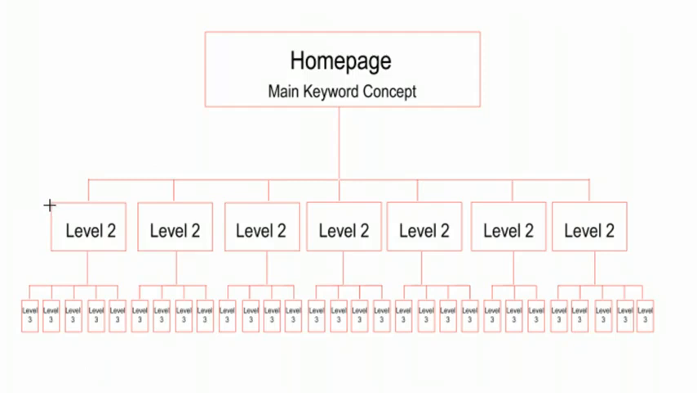Each one has to have one keyword about it. So let's say we've got coffee cake recipe. Let's say this link here, this level 2 page, was about blueberry cake recipe, coffee cake recipes.